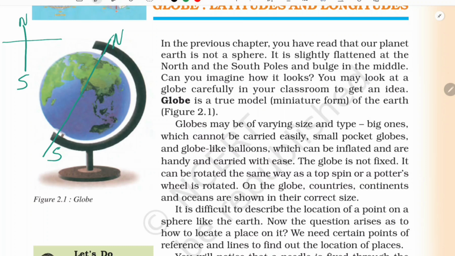This globe can be moved around the needle from west to east. Again, this is the west and this is the east, isn't it? When you move a globe, you will always see it move from the western to the eastern side. That means our earth is rotating from west to east. It is revolving around the sun as well as rotating on its axis, here from the west direction to the east direction.